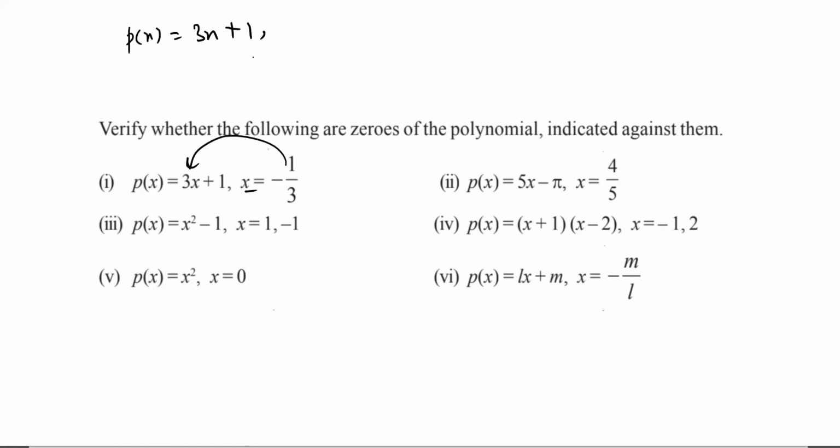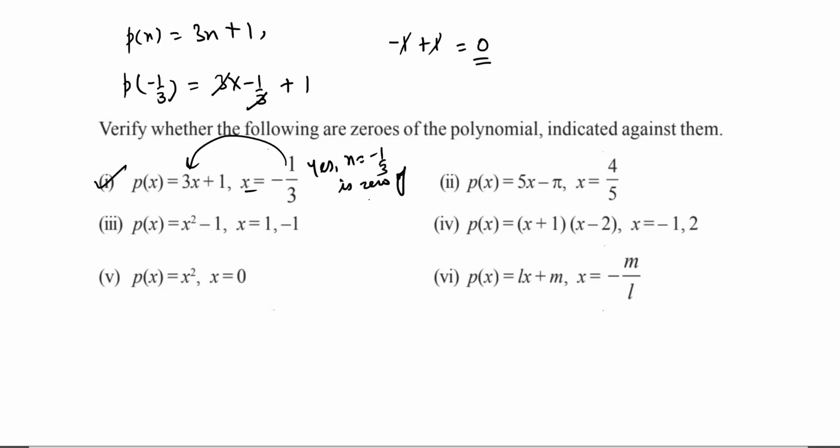So if I put -1/3 as x, 3 into -1/3 plus 1. When you multiply, this 3 will get cancelled out, you will get -1 plus 1, which is 0. So if you get 0, then it is a zero of the polynomial. So you can say, yes, x equals -1/3 is a zero of p(x). p(x) means this polynomial.